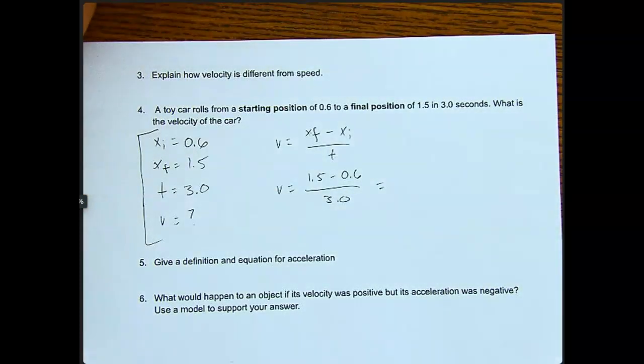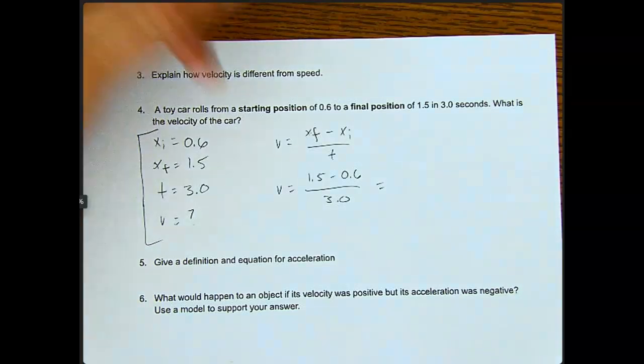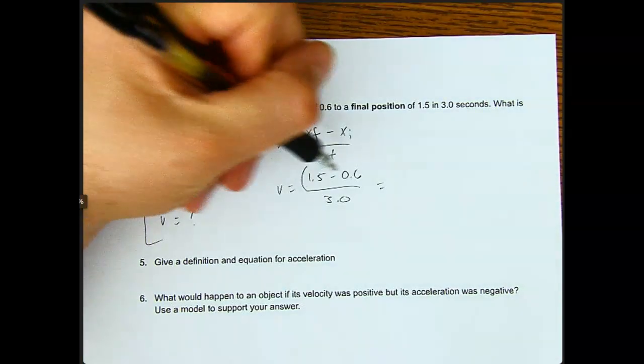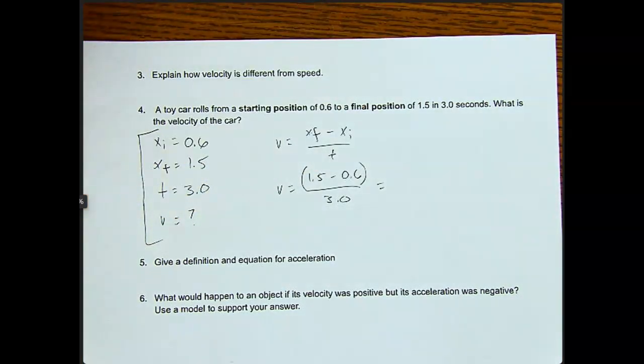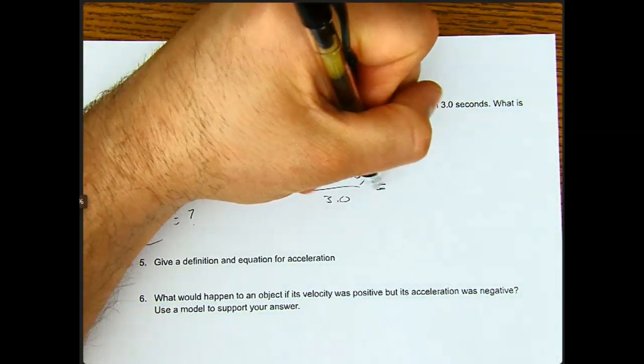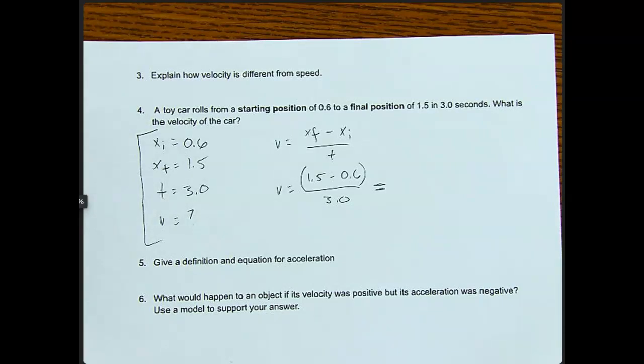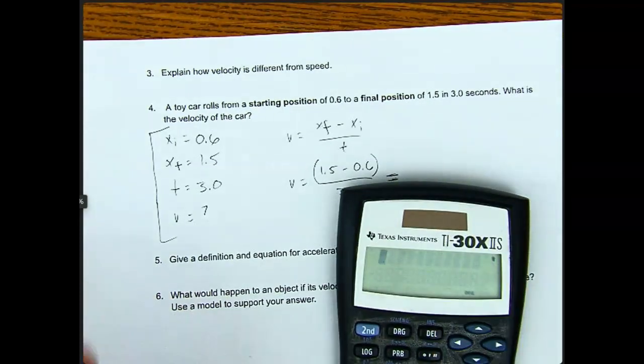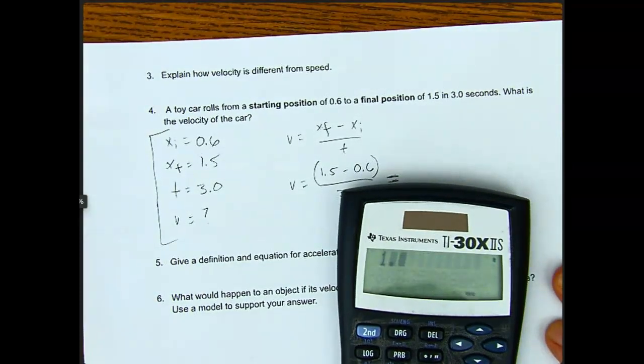If you enter that into the calculator, one thing you want to watch out for is to use parentheses. I would recommend using parentheses, or else the calculator is not going to give you the right answer. Order of operations is important here. I'll quickly show that to you. So we have 1.5 minus 0.6 divided by 3.0.